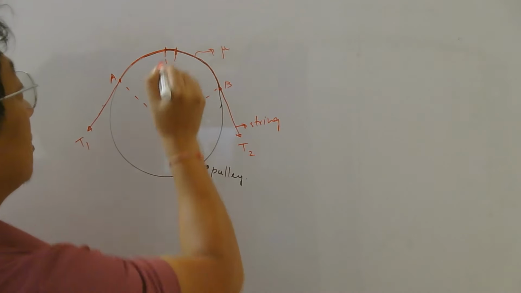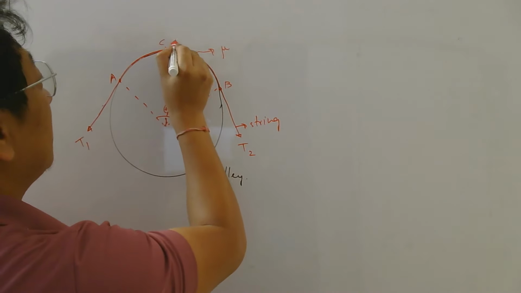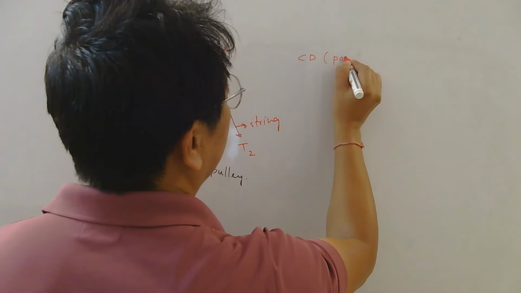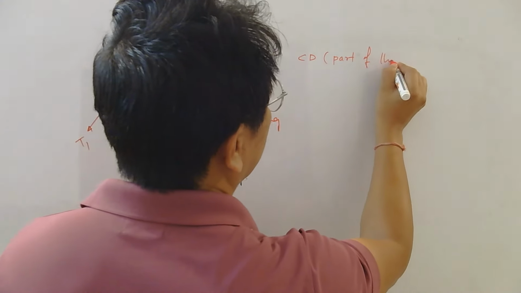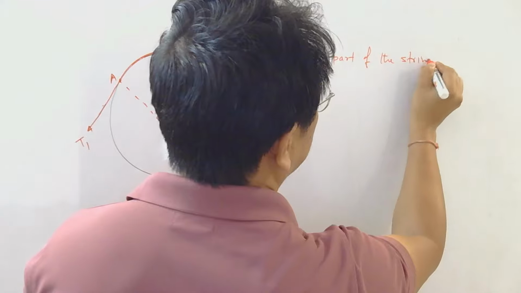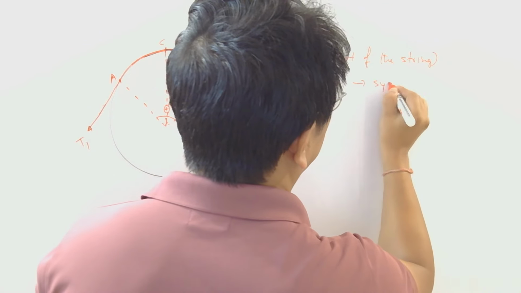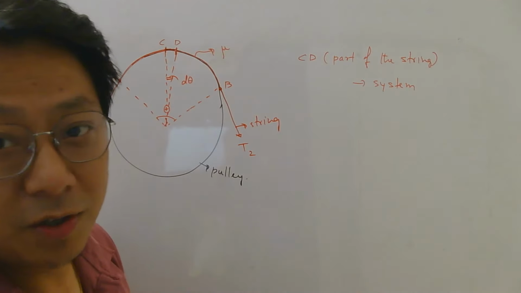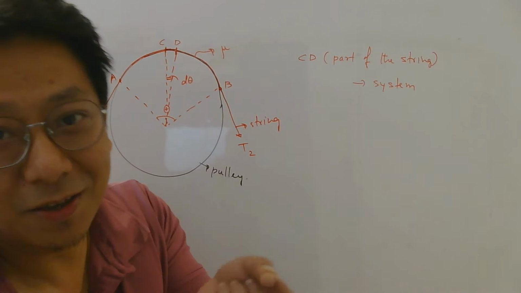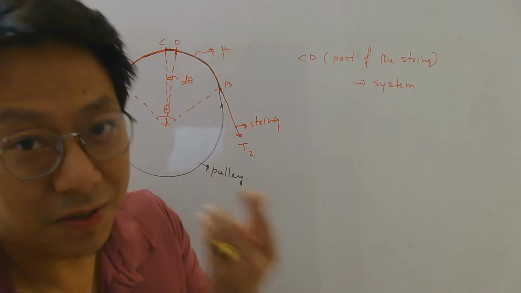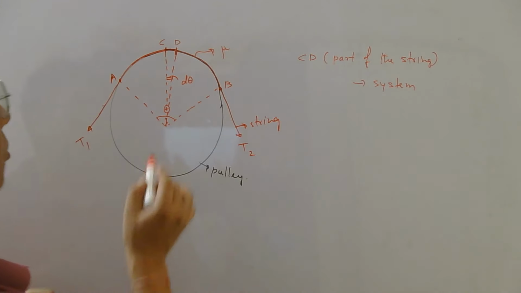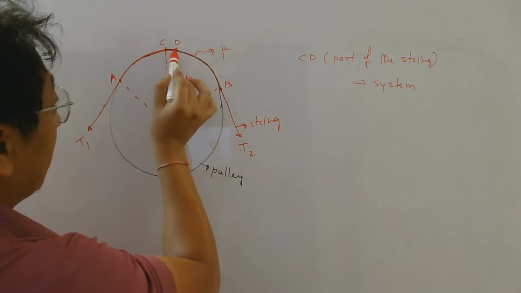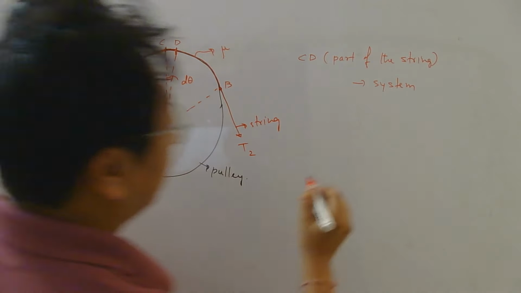I want to know what will be the free body diagram of this part as a system. So if I call this part CD, I have taken CD, which is part of the string or the rope, as my system. Remember, the string is assumed to be massless right now. So if something has no mass, then its weight will be 0, remember. So how will the free body diagram of this system look?